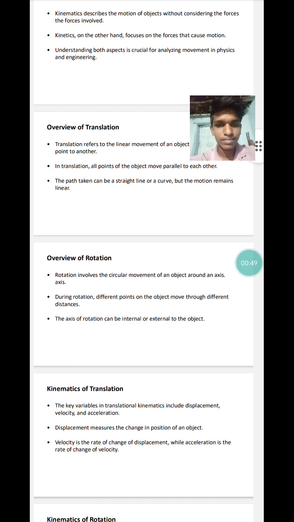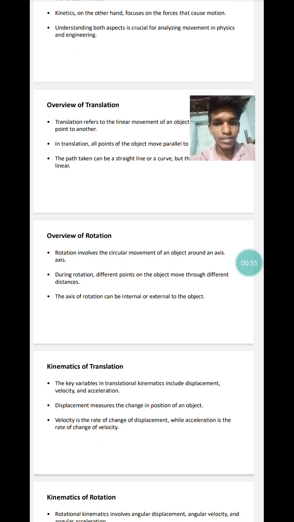Overview of rotation. Rotation involves the circular movement of an object around an axis. During rotation, different points of the object move through different distances. The axis of rotation can be internal or external to the object.